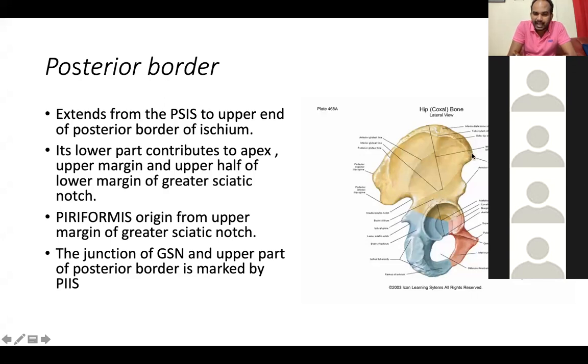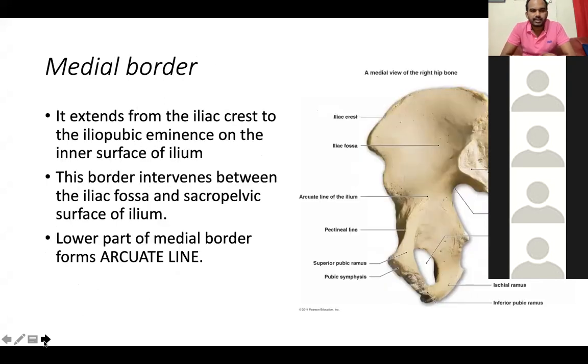Likewise, this is the anterior superior iliac spine. This is the anterior inferior iliac spine. Is it clear, everybody? So this is the posterior superior iliac spine. This is the posterior inferior iliac spine. Is it clear? Then we are talking about the medial border.